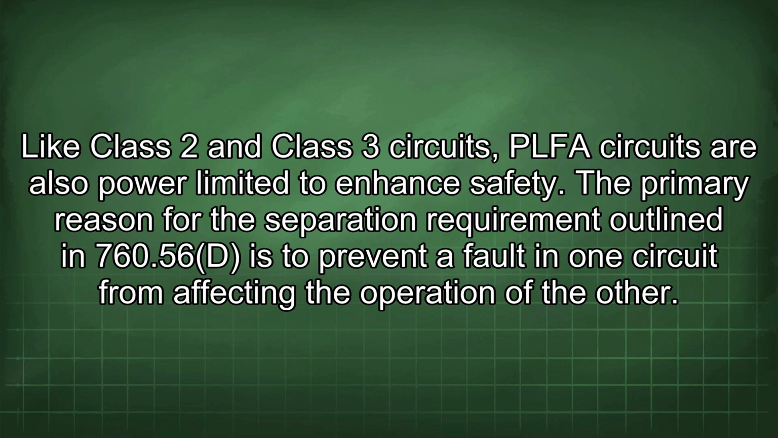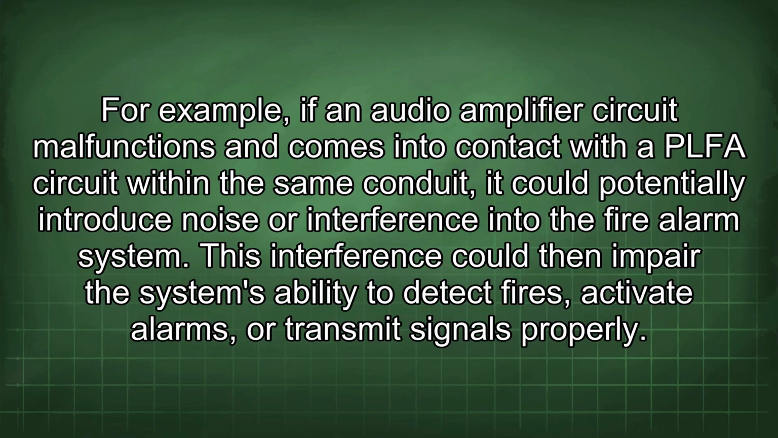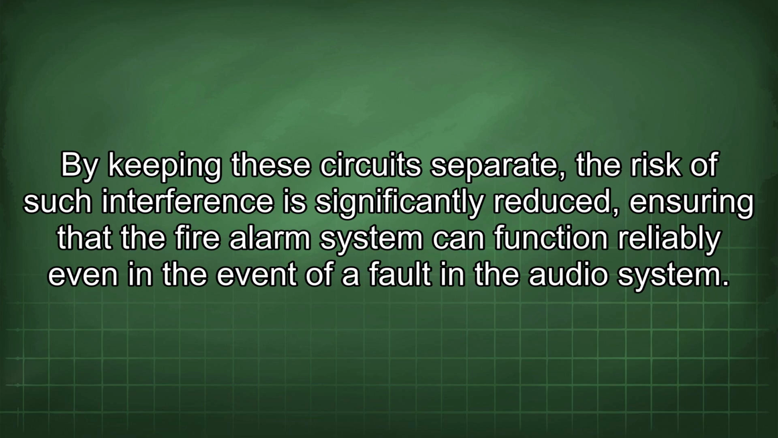The primary reason for the separation requirement outlined in 760.56(D) is to prevent a fault in one circuit from affecting the operation of the other. For example, if an audio amplifier circuit malfunctions and comes into contact with a PLFA circuit within the same conduit, it could potentially introduce noise or interference into the fire alarm system. This interference could then impair the system's ability to detect fires, activate alarms, or transmit signals properly. By keeping these circuits separate, the risk of such interference is significantly reduced, ensuring that the fire alarm system can function reliably even in the event of a fault in the audio system.